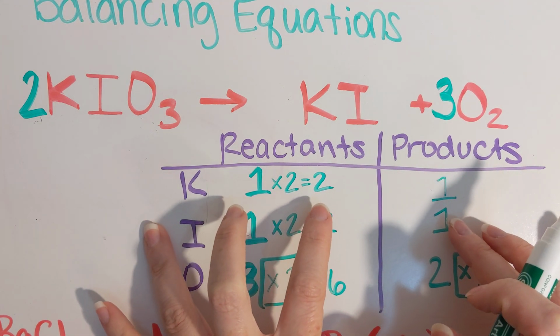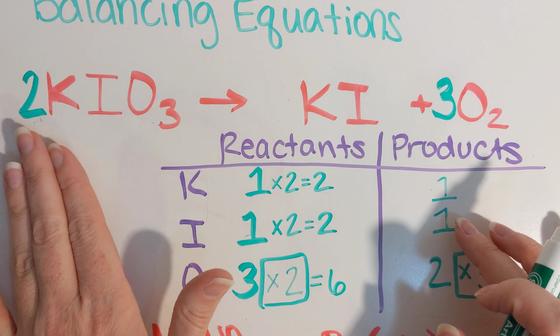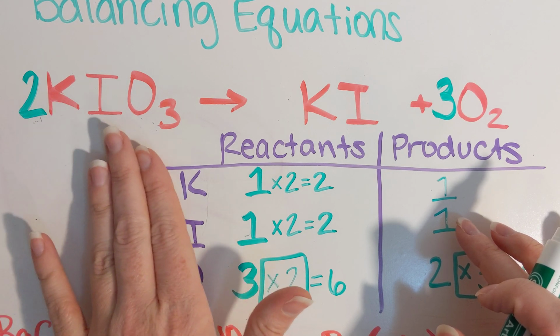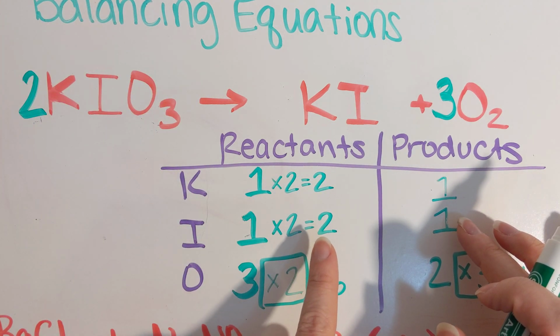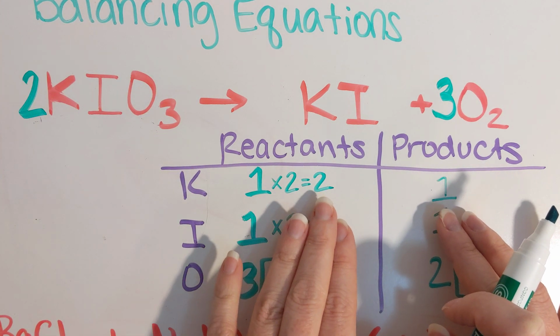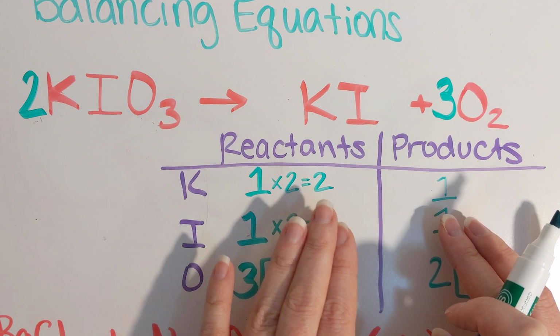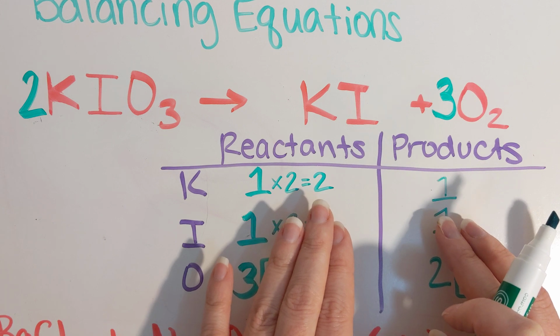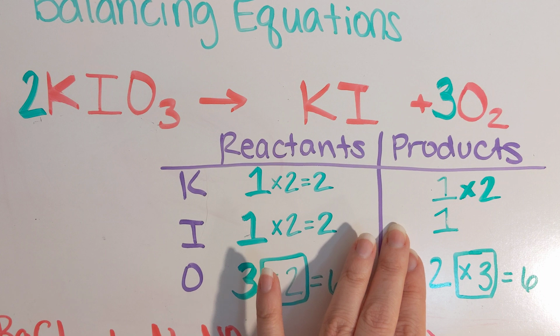Actually, this ends up being a pretty easy fix, but you really have to watch out for that. Recognize that putting a big number, my coefficient, in front of a compound, it affects everything. So I ended up changing lots of things. So now I'm starting with 2 potassiums and I'm ending with 1. So to fix that, I'm going to have to multiply it by 2.